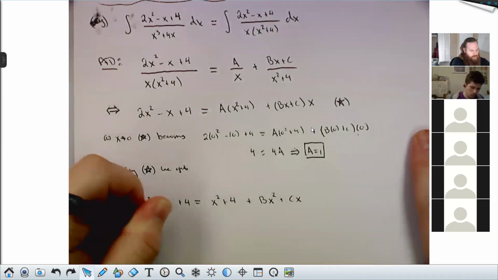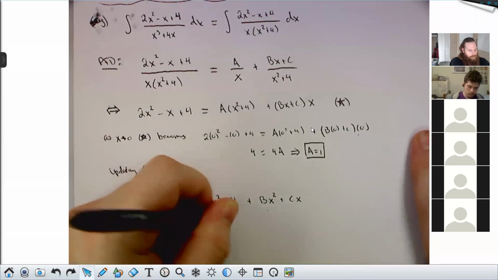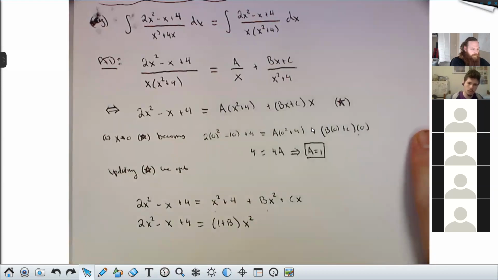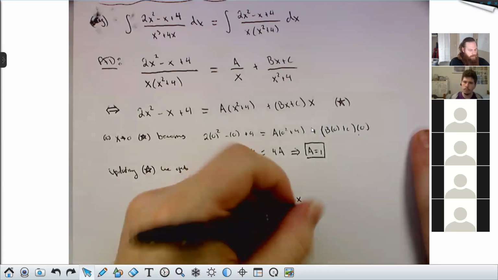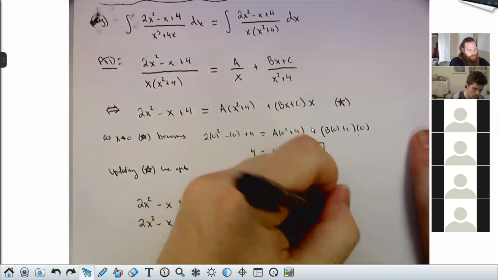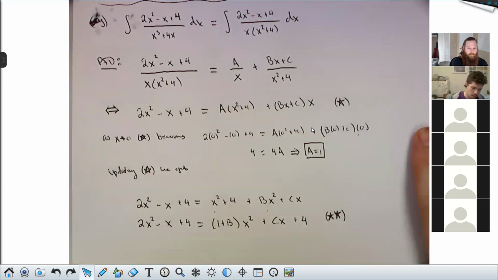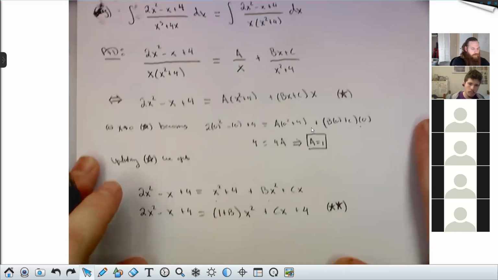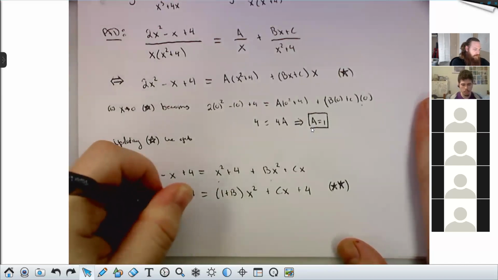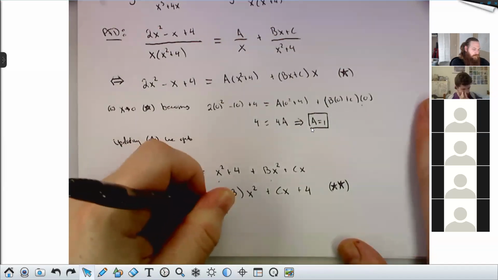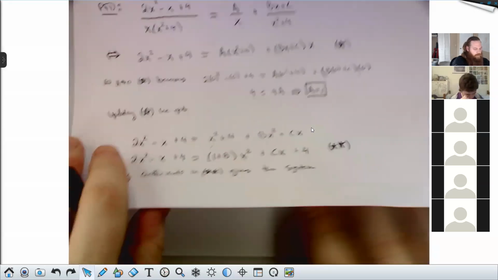Which is the same as 2x squared minus x plus 4 equals x squared plus bx squared is 1 plus b times x squared. And then the only x I have here is plus cx. And the only constant I have here is plus 4. This I call 2 star usually. From here, we can equate coefficients. Equating coefficients in 2 star gives me the linear system.